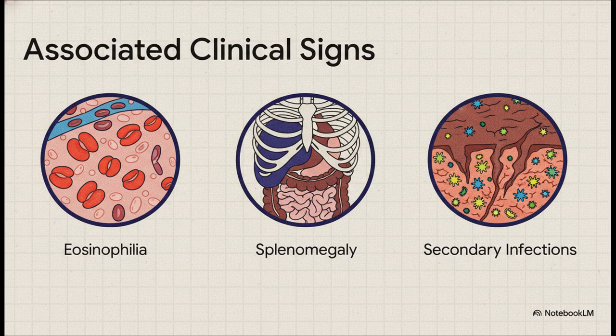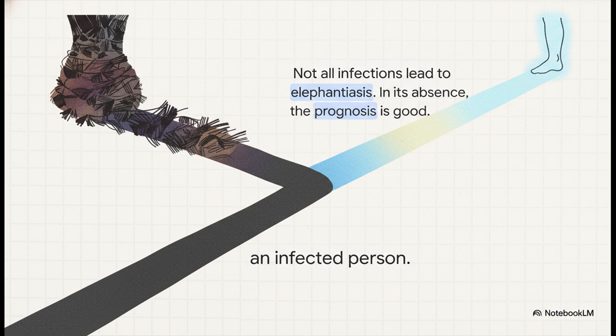So along with that lymphedema, you'll see other classic signs. Your lab work will almost always show a high eosinophil count, which is totally typical for a parasitic worm infection. You might also find some spleen enlargement. And critically, from a clinical standpoint, the skin that's stretched over those swollen areas becomes really fragile. It's super prone to traumatic injury and, importantly, secondary bacterial and fungal infections, which can just make the whole condition dramatically worse.